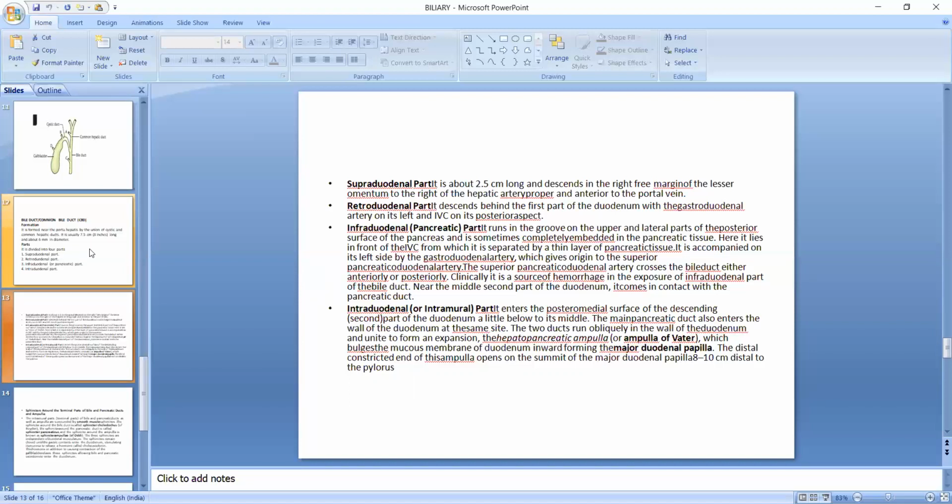Now, the intraduodenal part enters the posteromedial surface of the descending part of the duodenum, a little below its middle. The main pancreatic duct also enters the wall of the duodenum at the same site. The two ducts run obliquely in the wall of the duodenum and unite to form an expansion, the hepatopancreatic ampulla, which bulges the mucous membrane of the duodenum inward, forming the major duodenal papilla. The distal constricted end of this ampulla opens on the summit of the major duodenal papilla, 8 to 10 centimeter distal to the pylorus.